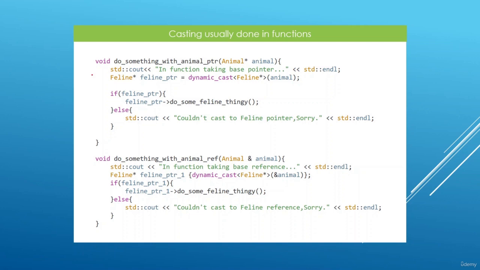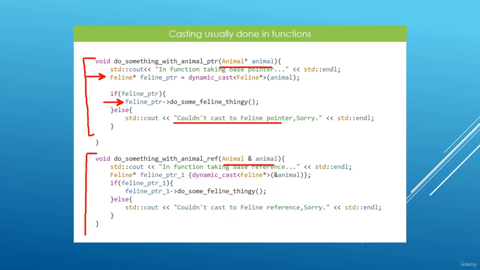Another thing I should really point out is that in practice, casting like this is usually done in functions where you are passing a base pointer or a base reference as a parameter. And in this function, you somehow need to call a non-polymorphic function. So you might do something like this and take the pointer and turn that into a derived pointer. And if the transformation is successful, you're going to call your method. And if the check fails, you're going to fall here and print an error message. You can do something like this with pointers, and we can do exactly the same thing with references.